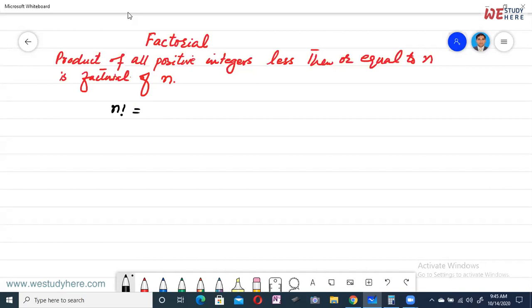In this definition, the product of all positive integers less than or equal to n is: n, then one less than n is n minus 1, then the next number will be n minus 2, then one more less will be n minus 3. In the same way we will continue, going down to 3, then 2, then 1. 1 is the smallest positive integer.